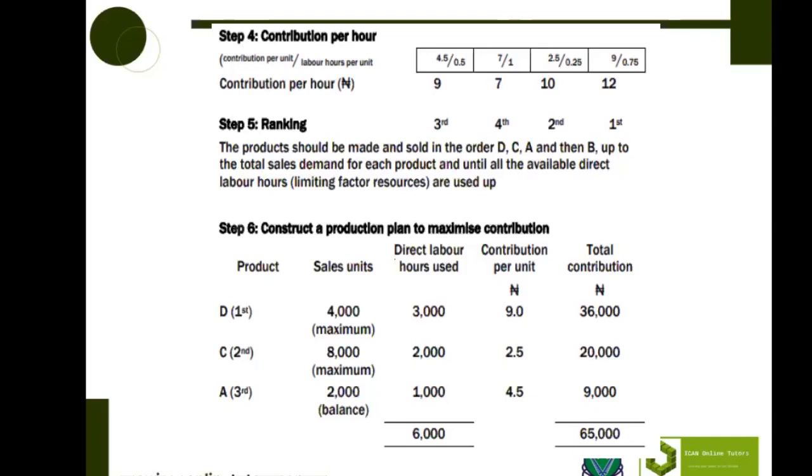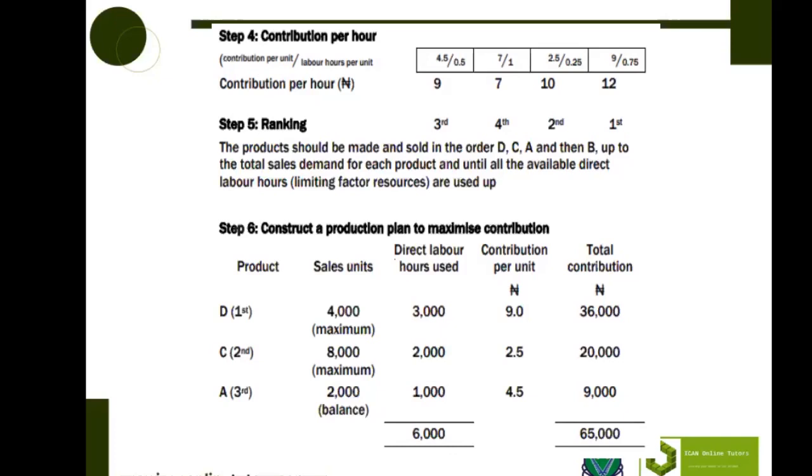Step 6 is for us to construct a production plan to maximize contribution. Okay, we've been able to identify what we have in limited supply. How can we share what we have in limited supply around? Starting from the product that will bring you more contribution. So the first product here is D, because it has the highest contribution per hour. This is 4,000. Direct labor hours used is 3,000 hours. Contribution per unit is 9 naira. So total contribution is 9 times 1,000, which is the sales unit. We have total contribution of 36,000.